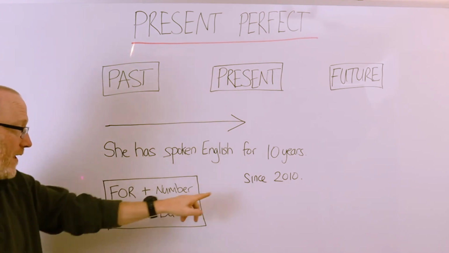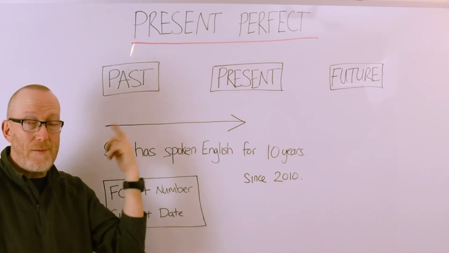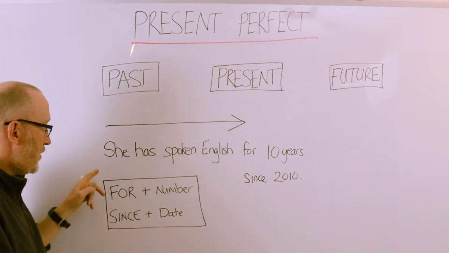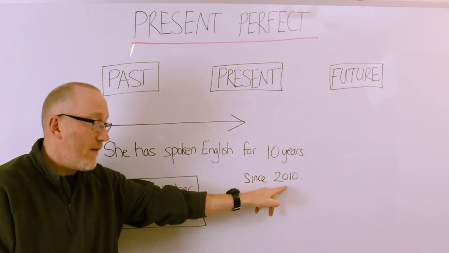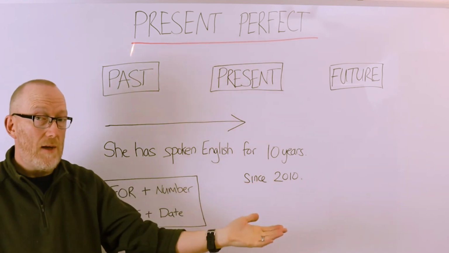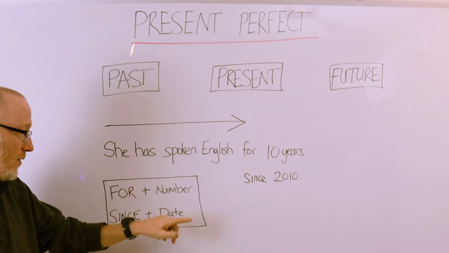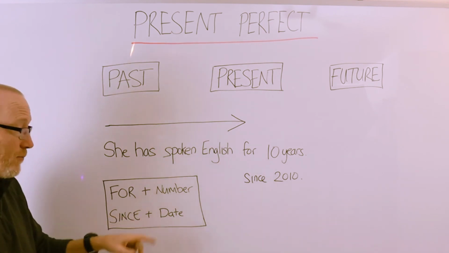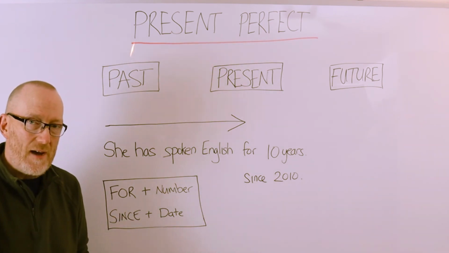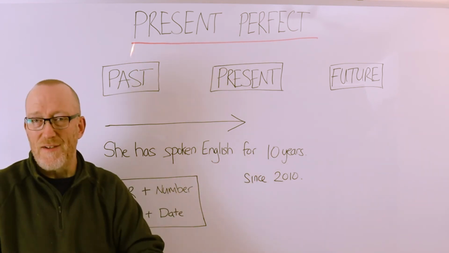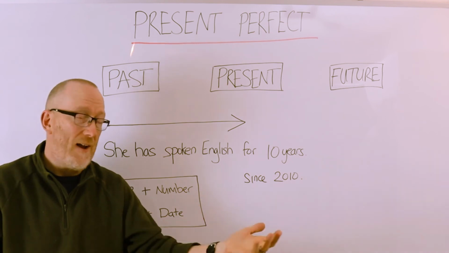Yeah? But this could be, if you want to talk about something that started happening earlier today, she has spoken English since this morning. Yeah? Or since 9 a.m. Yeah? So it could be a date or a time. Since requires you to be very, very specific about the information you're providing, whereas for, you just have to give us a number. Yeah, for 10 years.